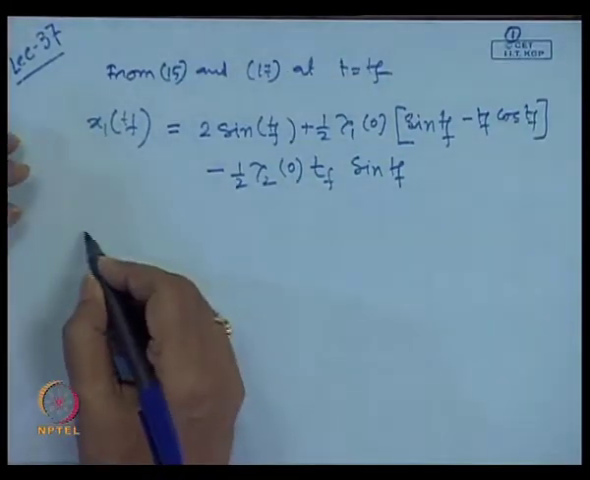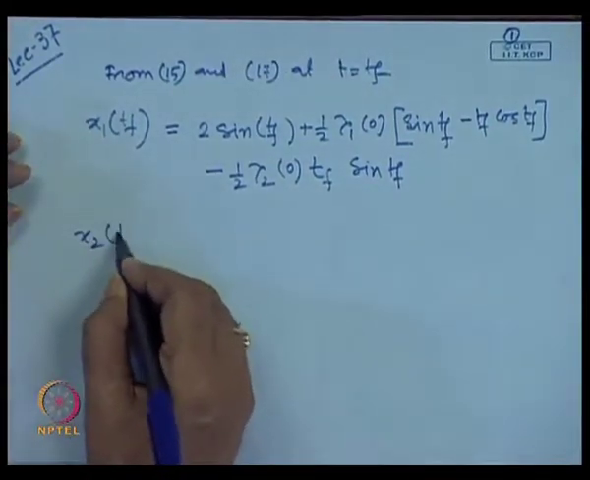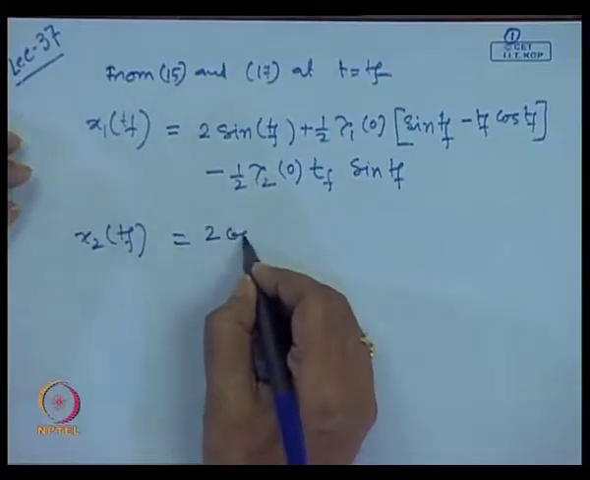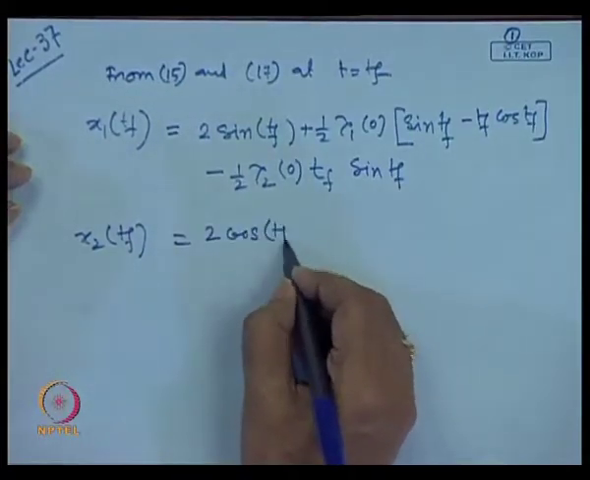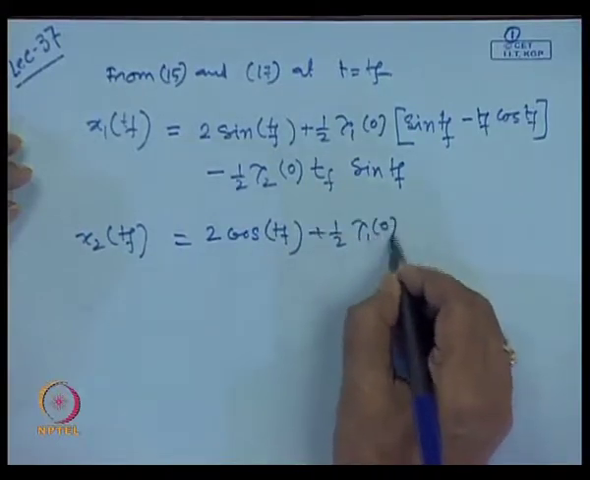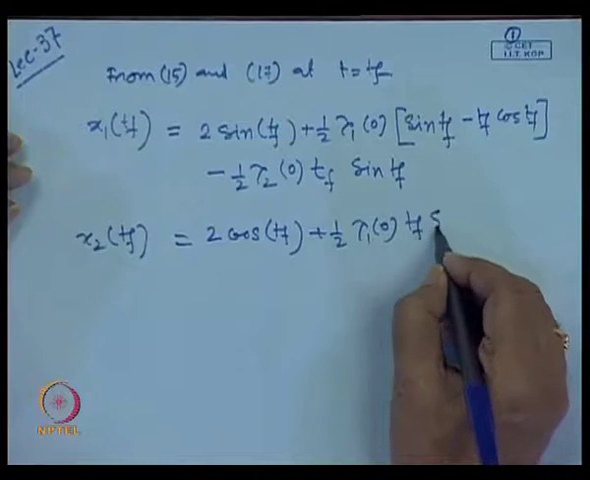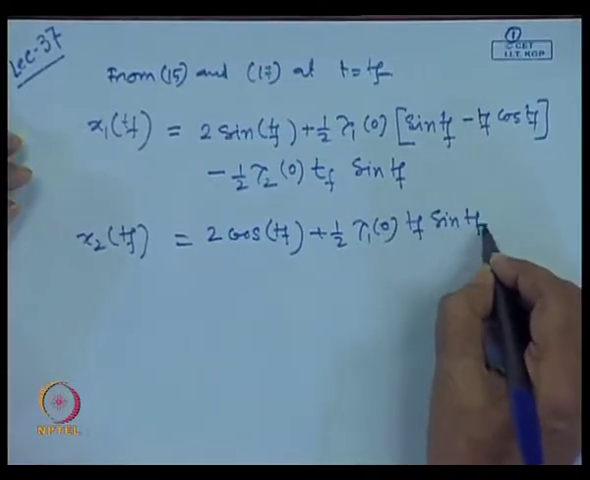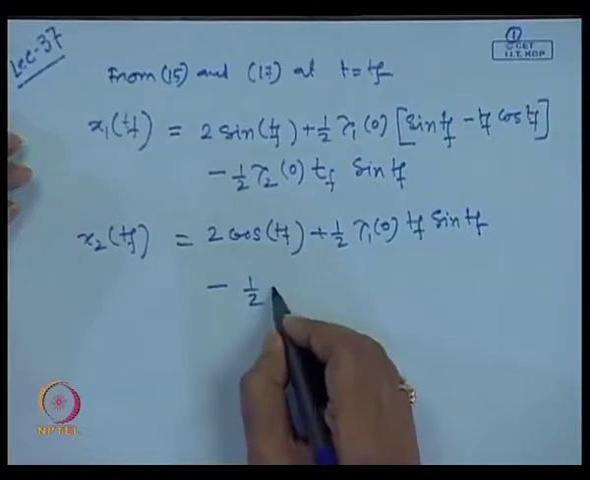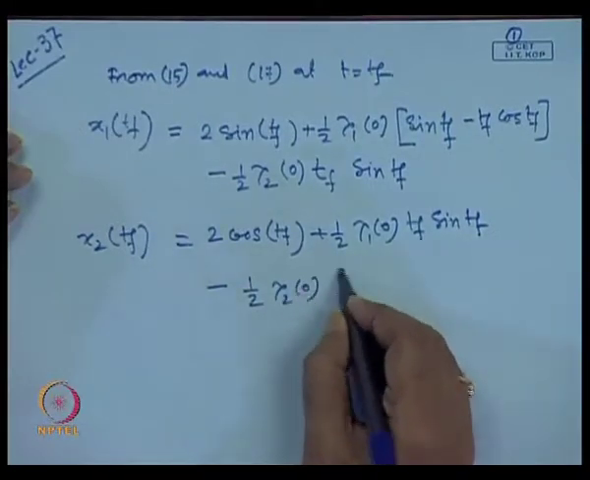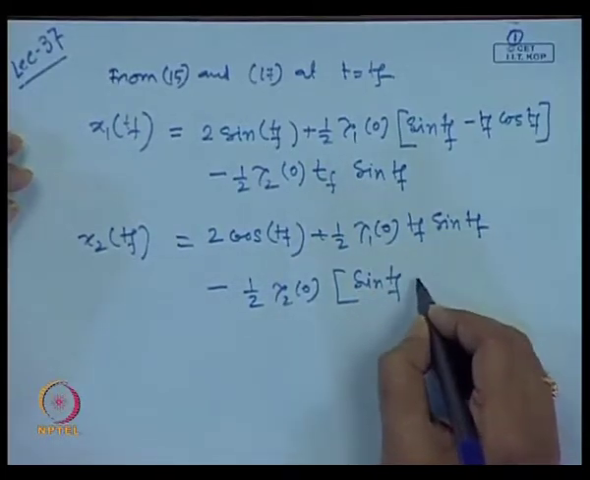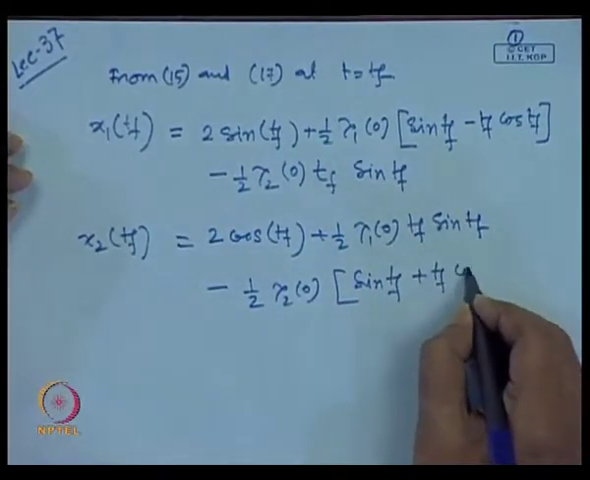So, if you write it, x2(t_f) is equal to twice cos t_f plus half lambda1(0) t_f sin t_f minus half lambda2(0) sin t_f plus t_f cos t_f.